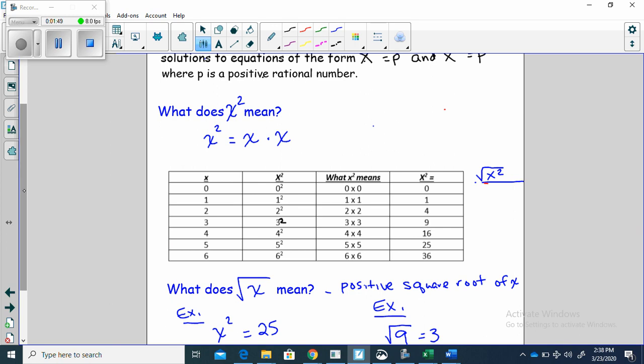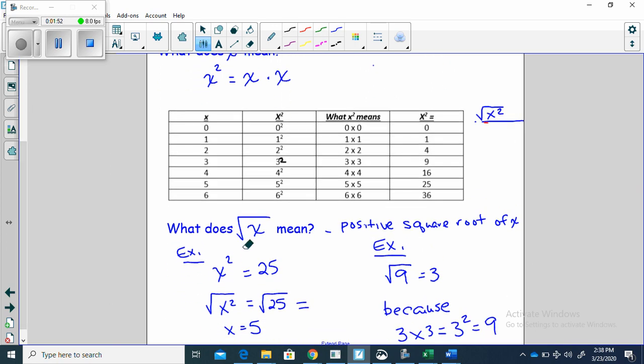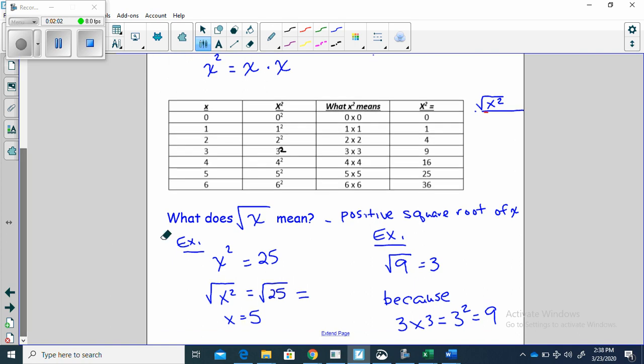Now let's talk about the square root symbol and let's see what it means. What does this mean here? This means the positive square root of x. When you're looking at the square root symbol, it means the positive square root of x. An example is shown right here, where we've got x squared is equal to 25. The opposite of this x squared is to look for the positive square root of it. If I do that, I've got the positive square root of x squared is equal to the positive square root of 25. I've taken the square root of both sides.